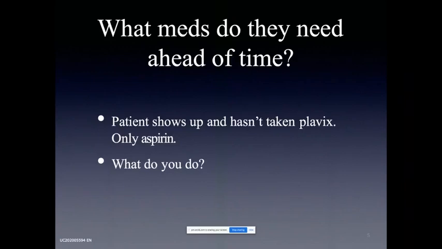But if they can't take Plavix because they're resistant or whatever, and you're putting them on Brilinta, you've got to solve that, because they're not going to pay $600 a month for some of these patients. That's their rent, and that's a big problem.